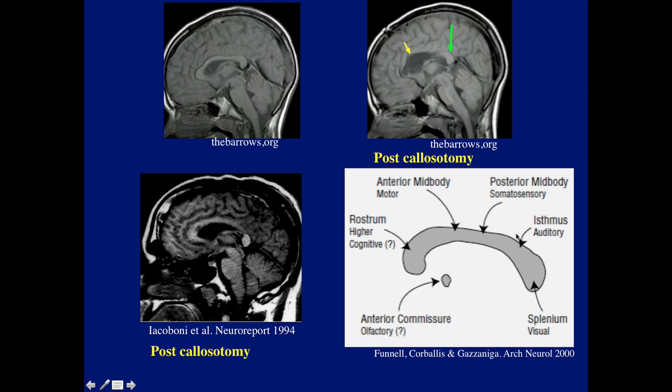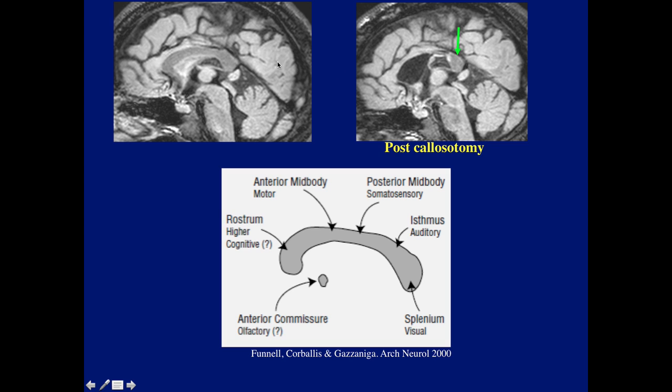And again, everything is cut through except for the area of the splenium because of the severe symptoms involving vision and reading and being able to name objects. So the splenium is left intact. Here's another example from the literature showing a callosotomy, but the splenium was left intact. And here's a case from Yale prior to surgery, and here we see that the splenium was left in place. There was a little cyst in front, but the surgery involved the anterior part of the corpus callosum.